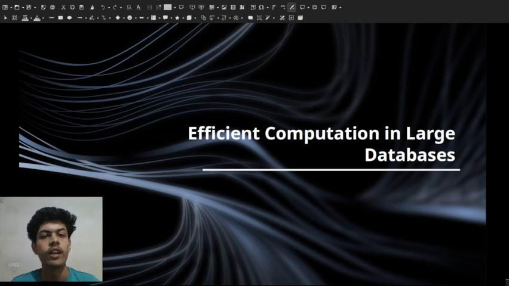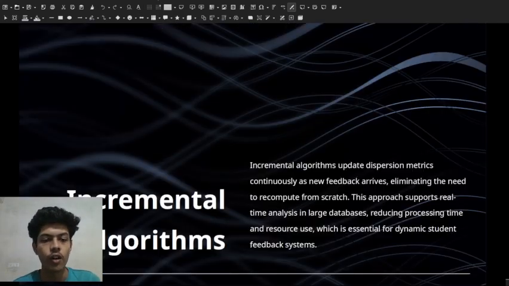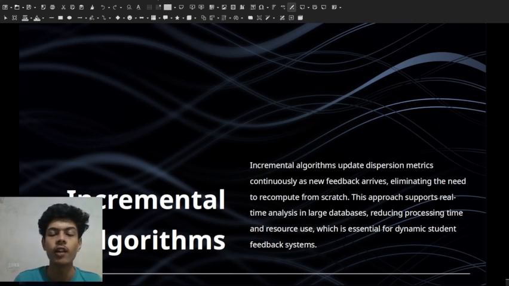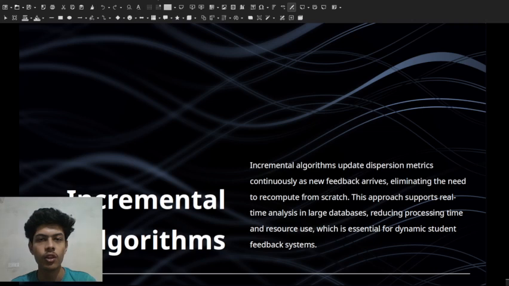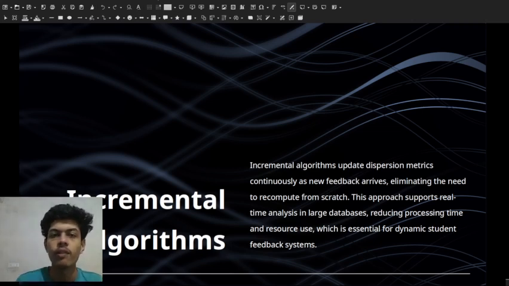Now the second question: efficient computation in large databases, and how it can be helpful. Here we can go for an incremental algorithm. When someone gives feedback, there is no need to start the algorithm from the beginning. We can take that feedback and understand which step is causing a problem, so we can work on it.